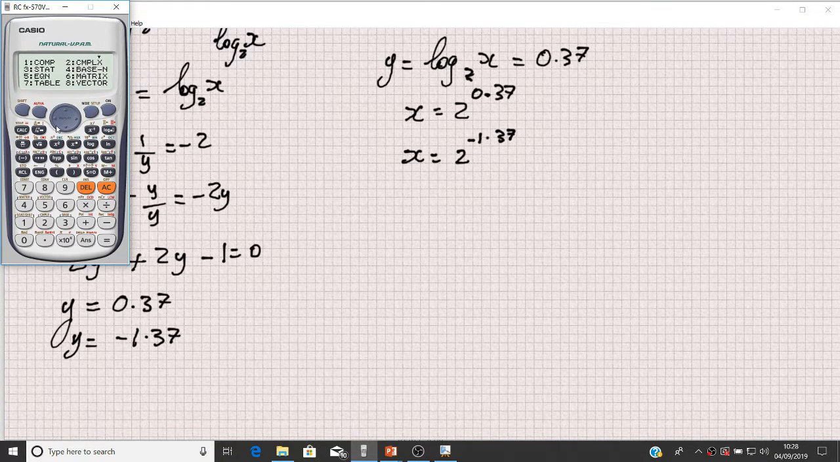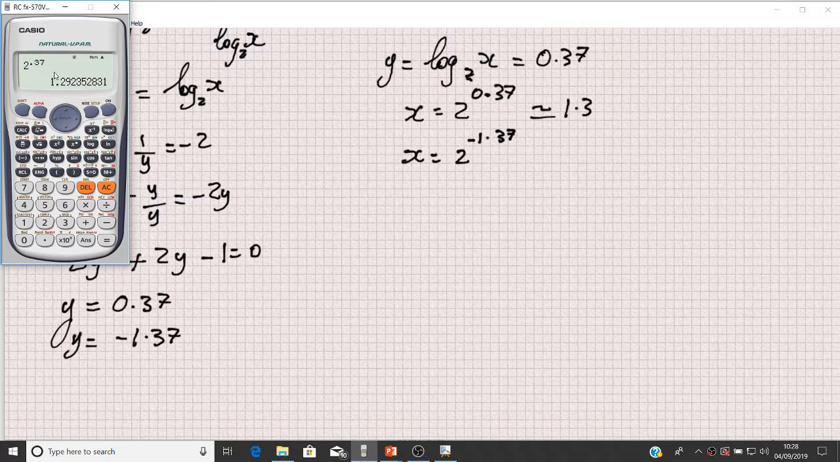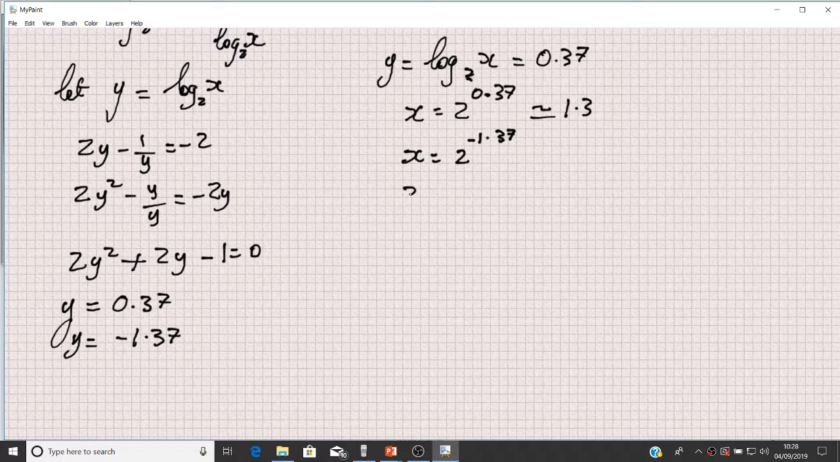We'll go back to mode 1, and the first one is 2 raised to the power of 0.37, and we get a solution for x is 1.29. We'll just say approximately equals 1.3, and the second possible solution for x is, let's go back and delete. So we're going to put in negative 1.37. So 2 raised to the power of negative 1.37 is giving us x equals 0.39. So there are two possible values. Both of those are greater than 0, so we can accept both of those answers for x.